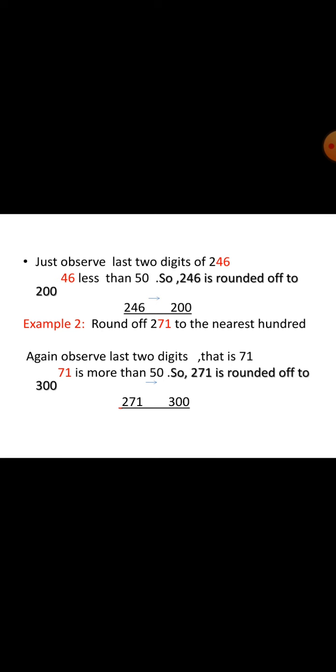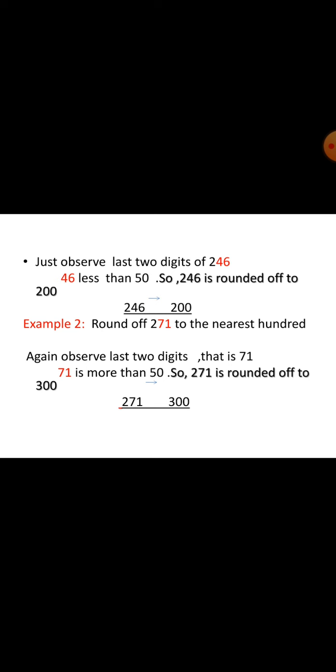Let me take another example. See, this is a little different from the previous one. Round off 271 to the nearest 100 again. See, I have highlighted 71. I have taken it with a different color because you have to concentrate on these last two digits. Now, what is the number formed by these two digits? It is 71.